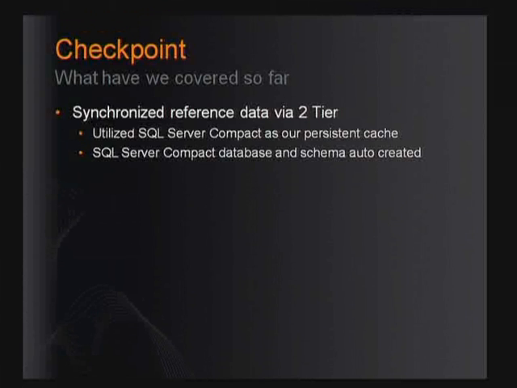All right, so what did we cover so far? Covered a lot here. I covered synchronizing two-tier, right? We've got SQL Server Compact as our local cache, and we automatically create the schema and the data. We actually even create the database for you on the fly. You don't have to manually create everything. You can. You can create the database, even create the schema, and we'll try to synchronize into it.